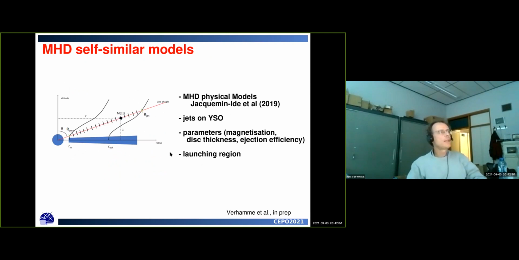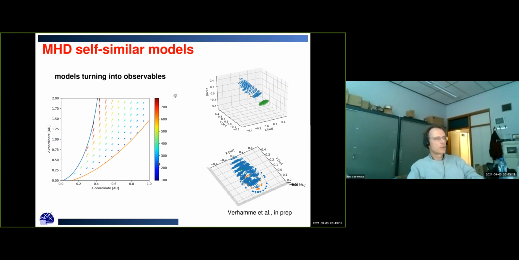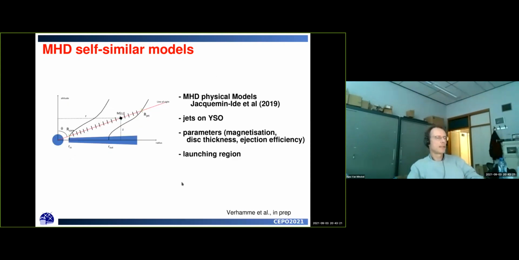So next, we did some physical modeling in the sense that we took the MHD physical models from this paper. We translated it into observables, so it's self-consistent in a way. There are, of course, a few parameters. Magnetization is a parameter, and also the launching region is a parameter, so where the jet is launched within the system. So that was a master thesis of last year.